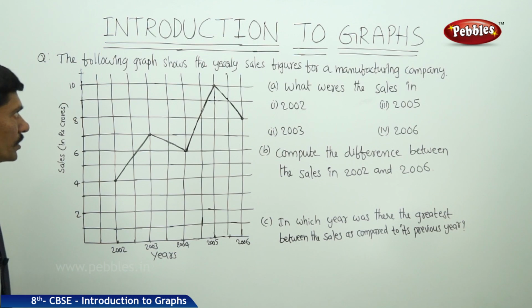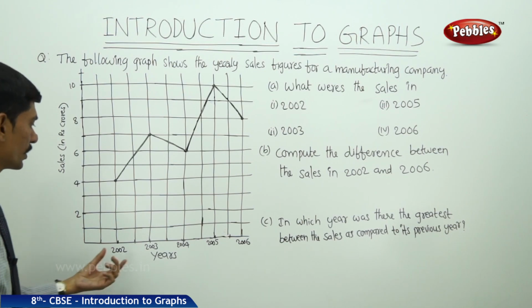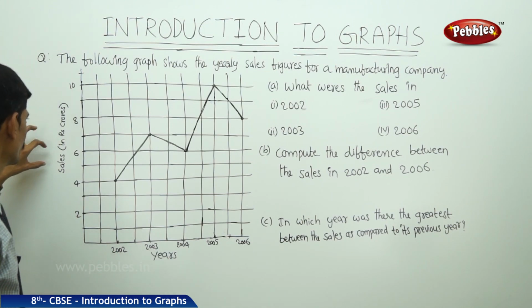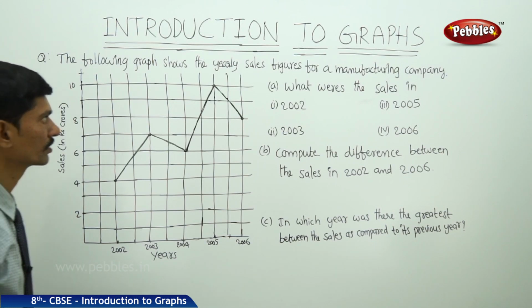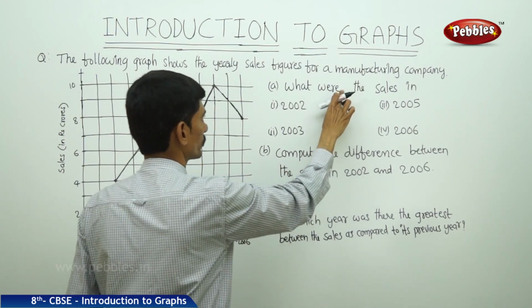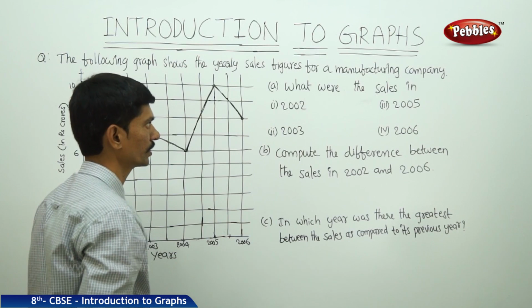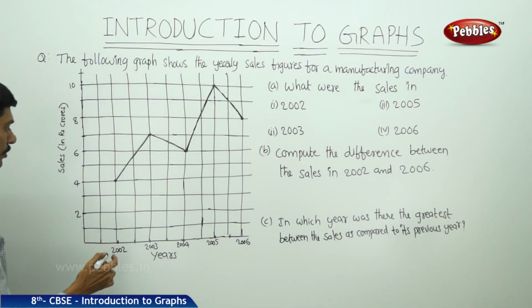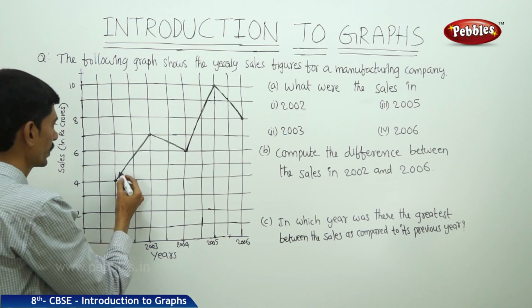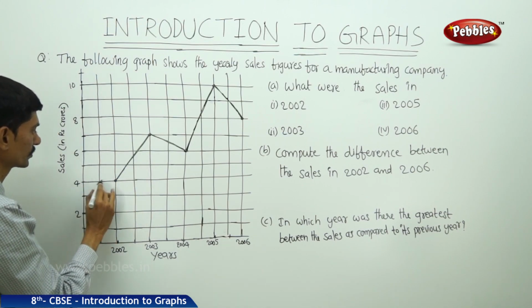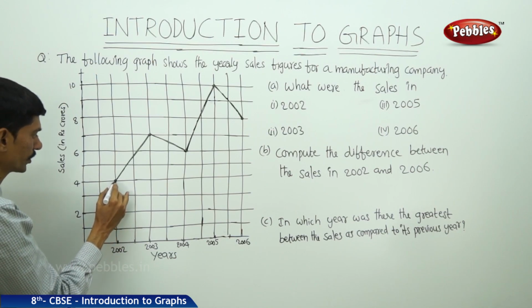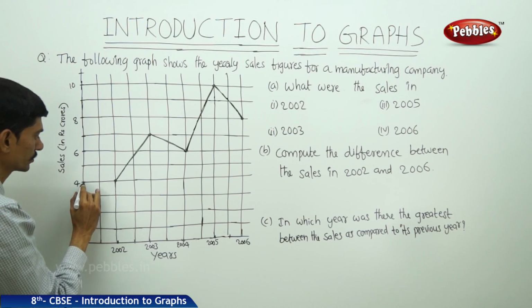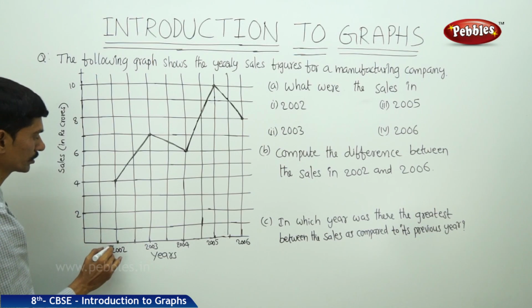The following graph shows the yearly sales figures for a manufacturing company. On the horizontal line the different years are taken, and on the vertical line sales in rupees crores. Now let us answer the questions. What were the sales in 2002, 2003, 2005 and 2006? In 2002, from the line graph, if you draw the vertical line from this point, we can see that the total sales in 2002 was 4 crores.